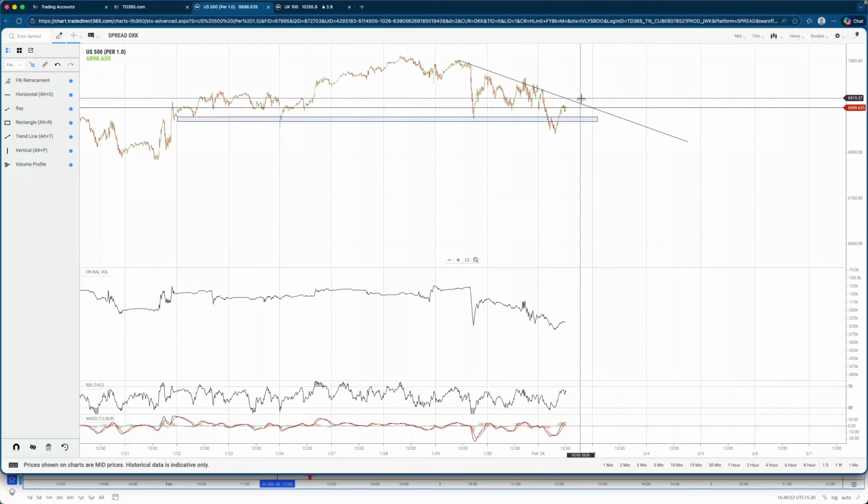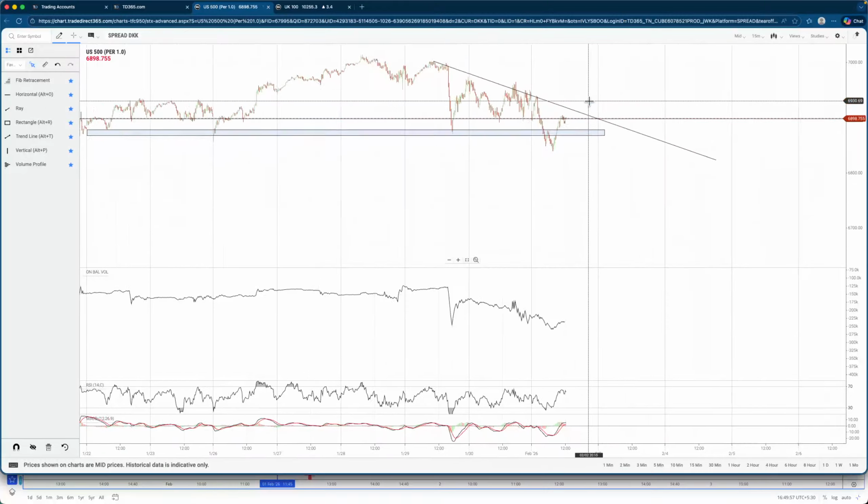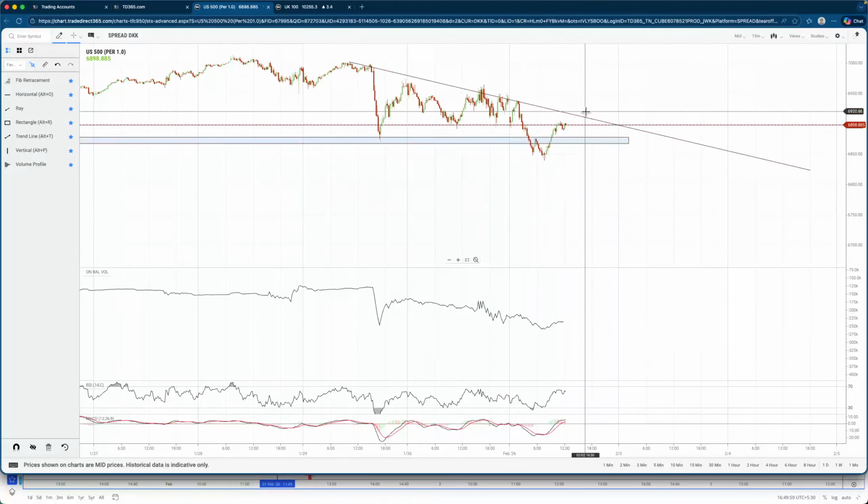So yeah, let's see how it goes, and I hope this helps you in understanding the price action. Thank you.